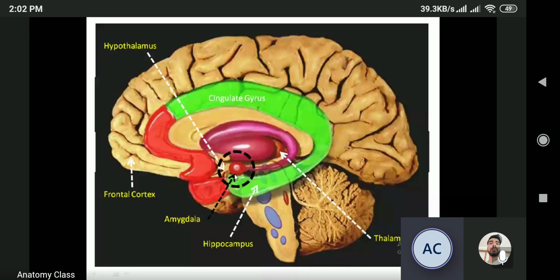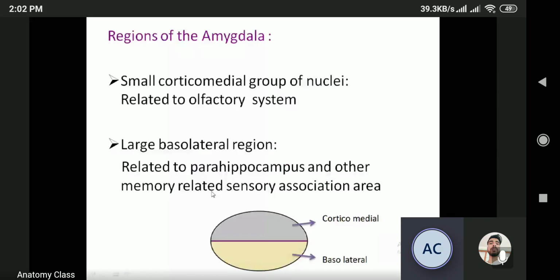This amygdala is divided into two regions, the small corticomedial group of nuclei and the large basolateral region. The corticomedial region mainly receives afferents from the olfactory system, while the basolateral region receives afferents from the parahippocampus and some memory-related sensory association areas. So this is about the two divisions of amygdala.